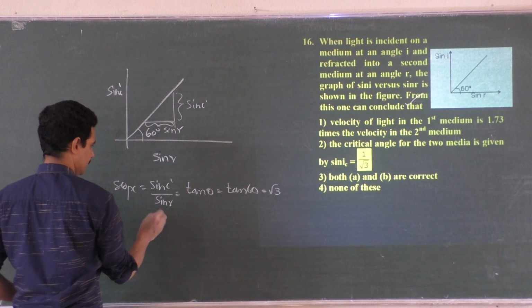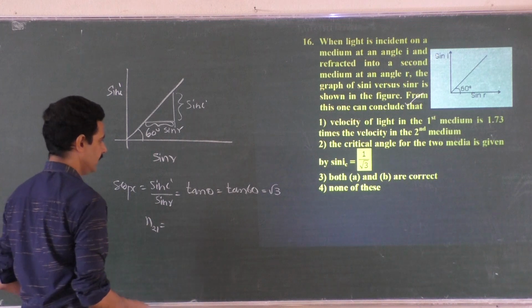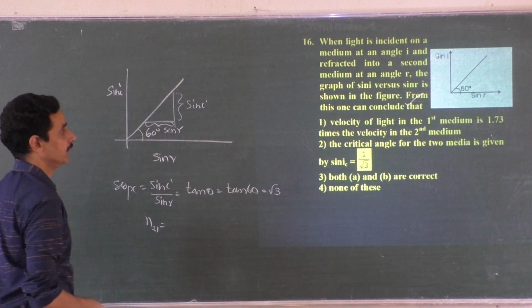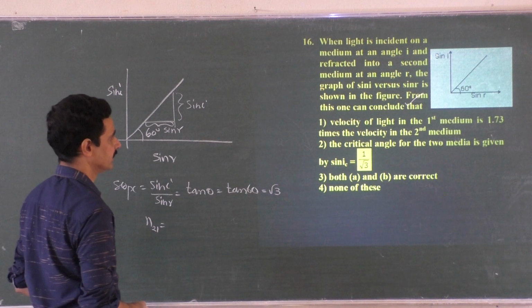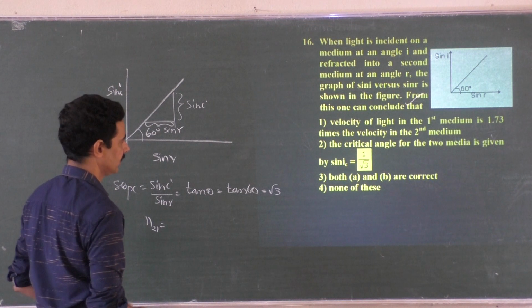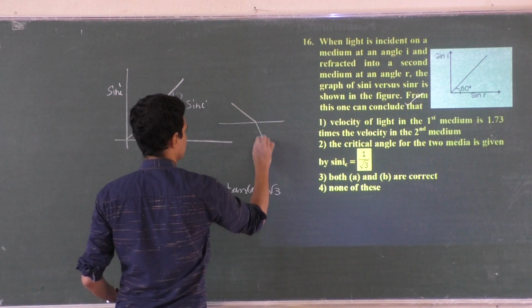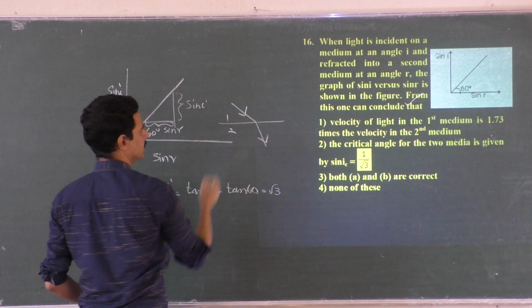So this is the refractive index of the second medium with respect to the first. The ray is traveling from medium 1 to medium 2, incident at an angle I and refracted at an angle R. Sin I by sin R is shown in the graph.